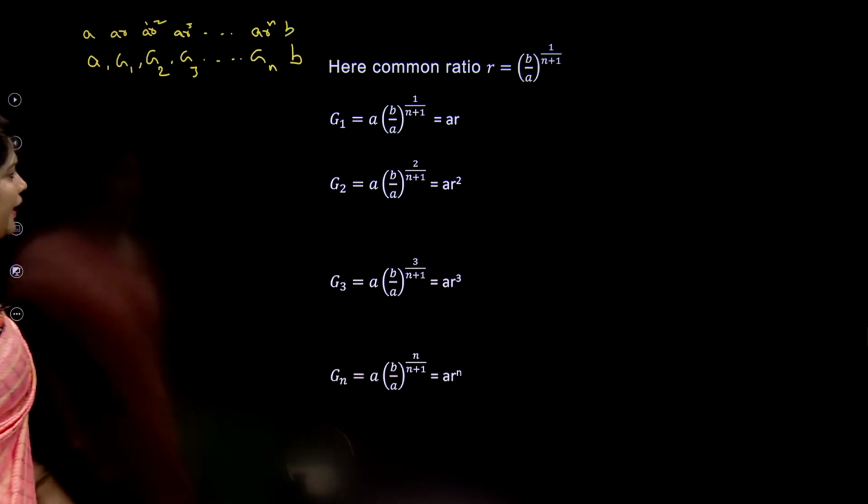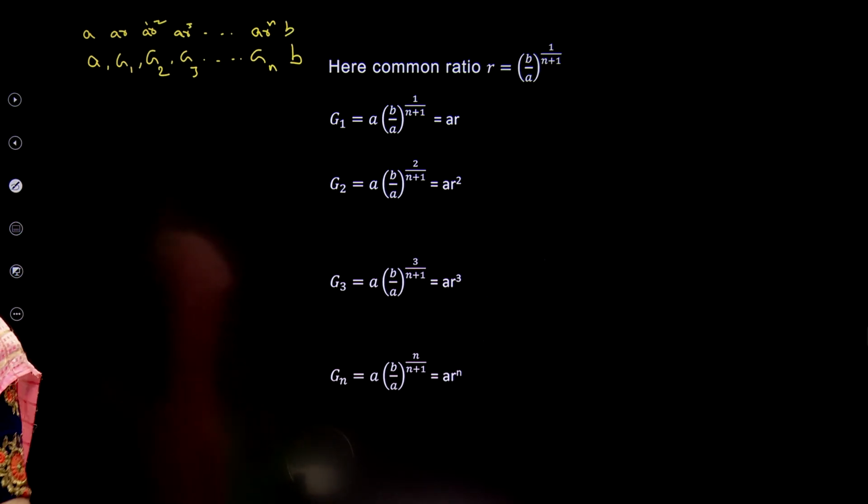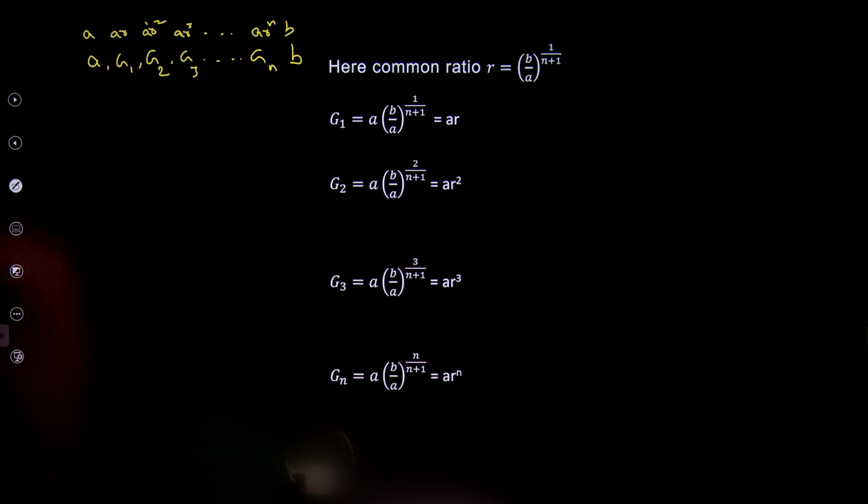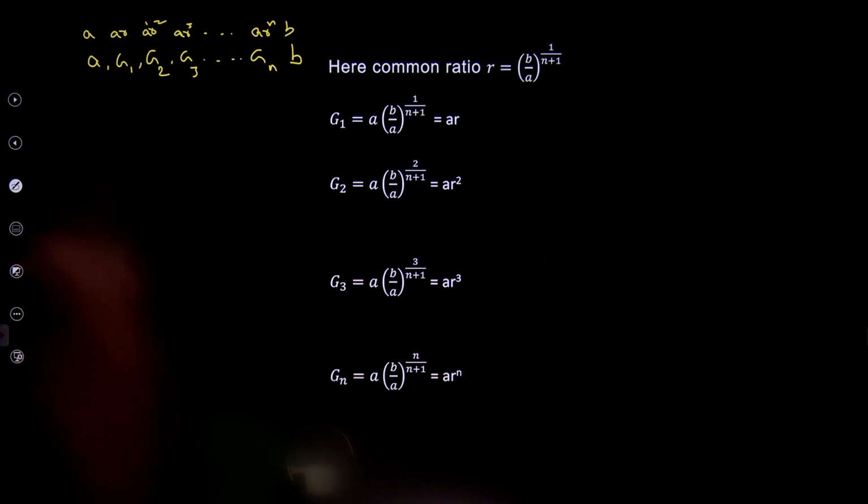So it can be written like this. G1 equal to A into B by A whole power 1 by n plus 1, equal to AR. G2 equal to A into B by A power 2 by n plus 1. G3 equal to A into B by A power 3 by n plus 1, and then Gn equal to A into B by A whole power n by n plus 1. Note down, children.